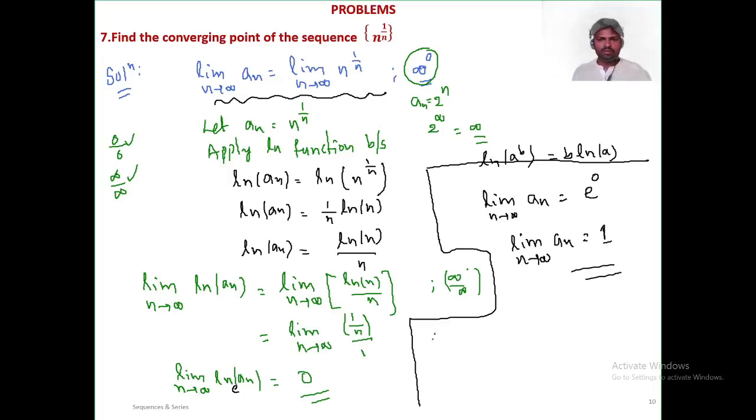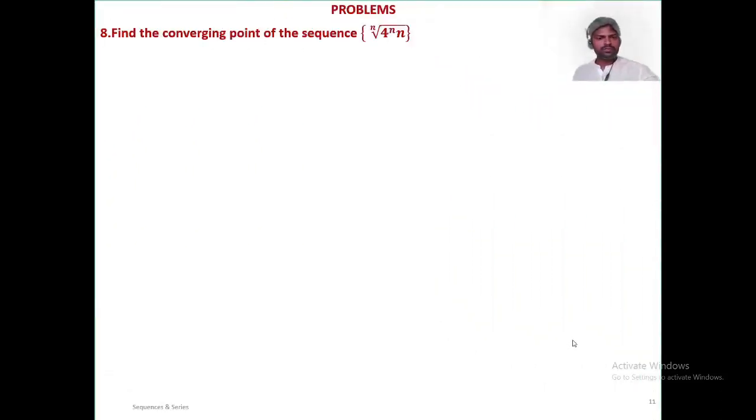So therefore final conclusion, the sequence n raised 1 upon n converges to which number? 1, as n tends to infinity. Okay. Next one. Problem number 8. Find the converging point of a sequence nth root of 4 raised n into n. So a_n, the nth term of the sequence, is nth root of 4 raised n into n.